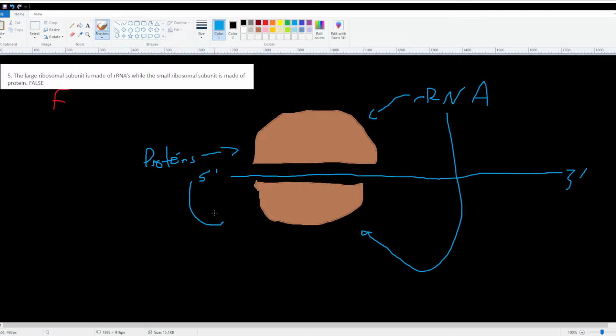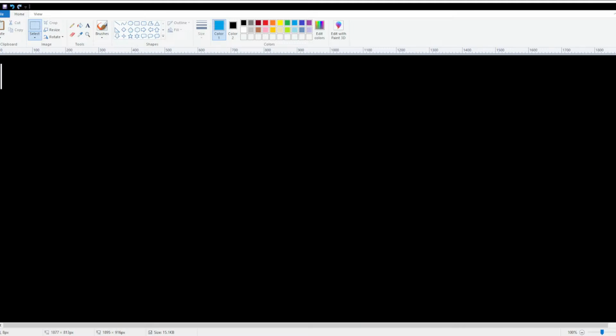So that's going to be the top portion and the bottom portion. Once again, it's not like an either or thing. It's just like they're both made of rRNA and they're both made of protein, and that's going to be your ribosome. So rRNA doesn't have anything to do with transcription or translation. It just has to do with what the ribosome is made out of. Right, so yeah, moving on. So that one's false, right?